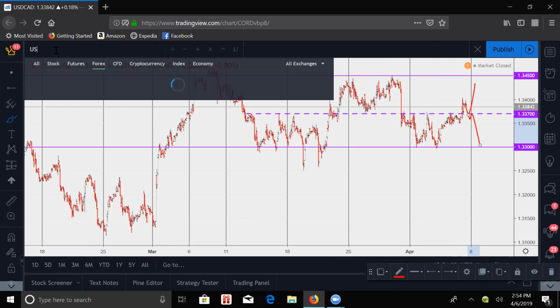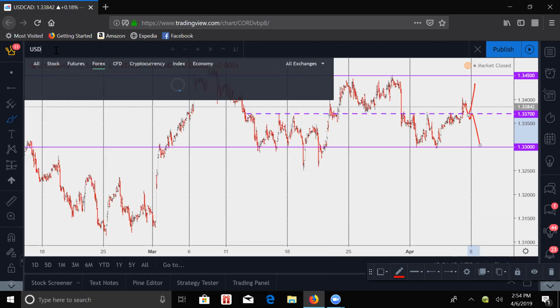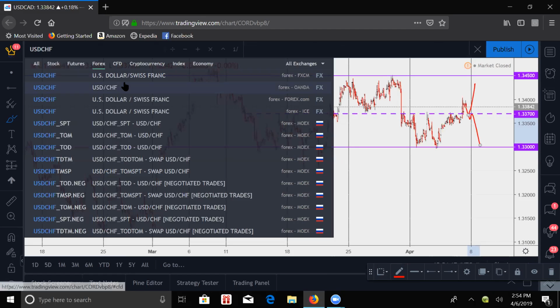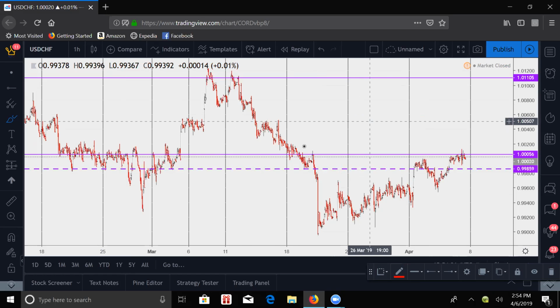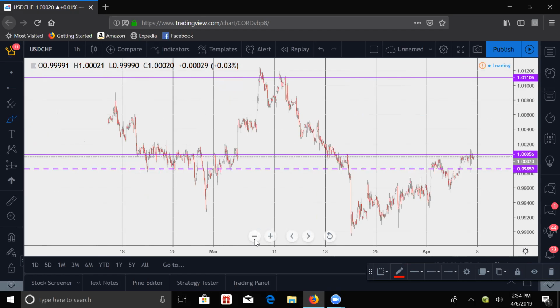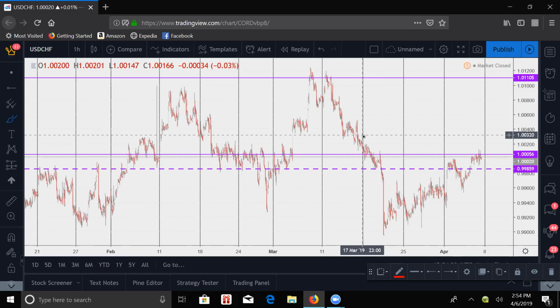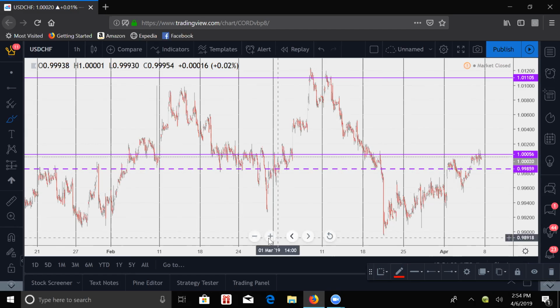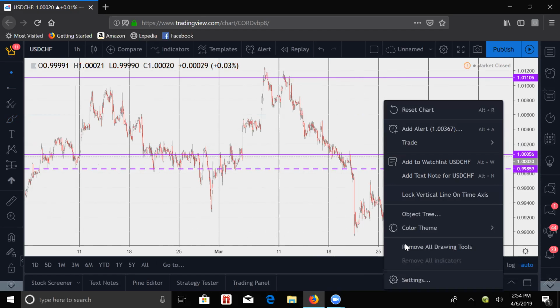We got what I did: dollar yen, euro dollar, pound dollar, USDCAD, and we have USDCHF, the Swiss franc. This is kind of an ugly pair for me. I don't even know how old this marking is, but it's a decent markup, I'd say, made to a point.